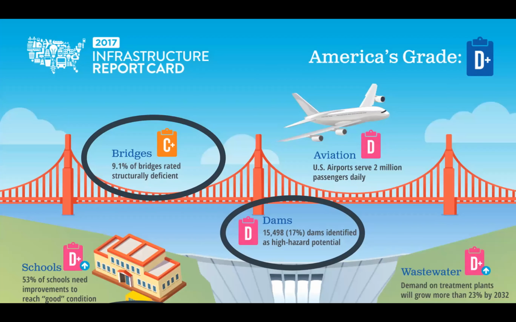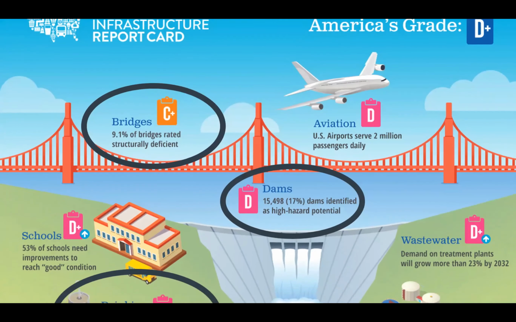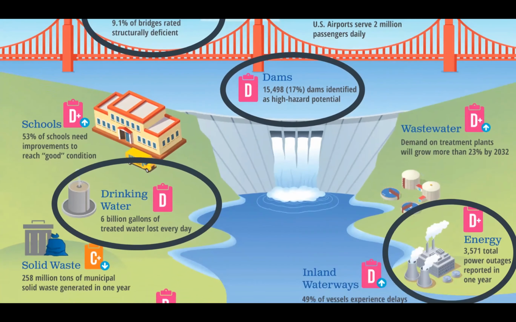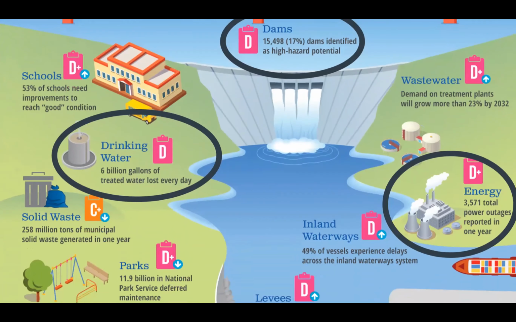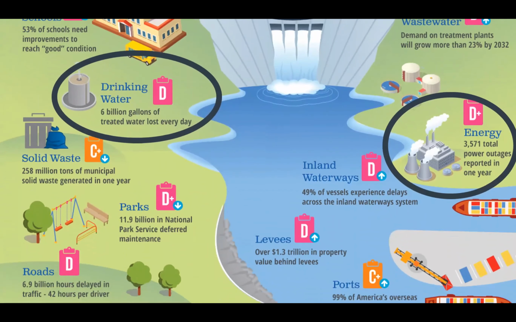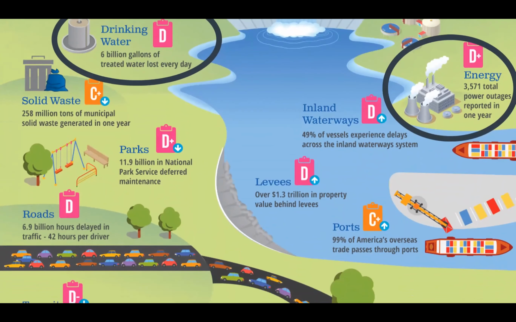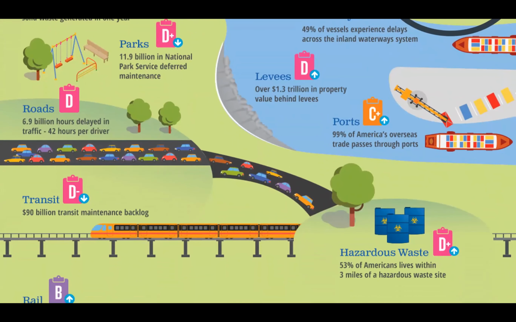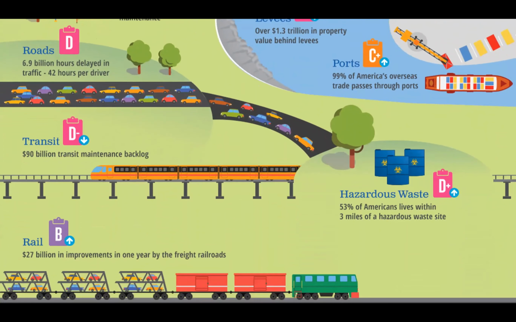As a framework for all of this, I'm going to use ASCE's 2017 Infrastructure Report Card. Many of you have probably seen this before, but there's a rating system for the various infrastructure assets. I'm going to talk about bridges, dams, drinking water, and energy more specifically. And I'm going to make comparisons between the report card on a national basis and the report card for Texas, so you can see how we're doing.